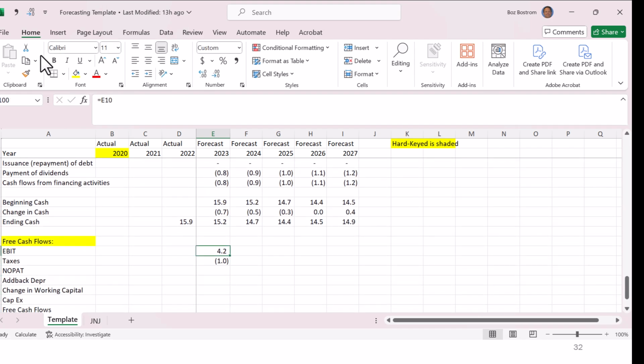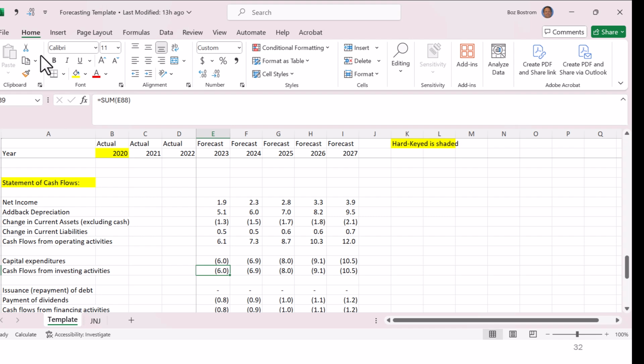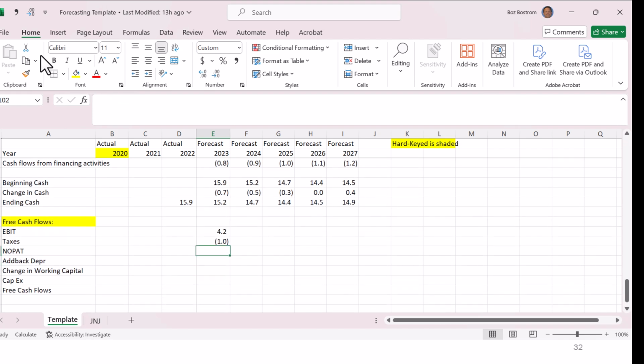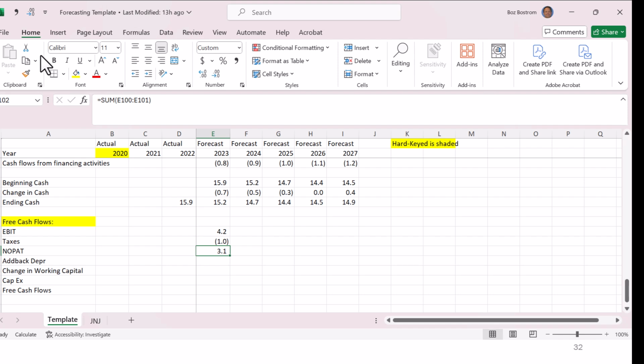Okay, so this is taxes, this 1.0. This does not agree with the income statement of 0.6, all right? And that's because there's a bunch of interest expense right here that we got a deduction for in computing our income statement, but we're assuming for free cash flows that there's no interest expense, all right? Again, finance topic. NOPAT is alt equals. That's a new concept, net operating profit after tax. It excludes interest expense.